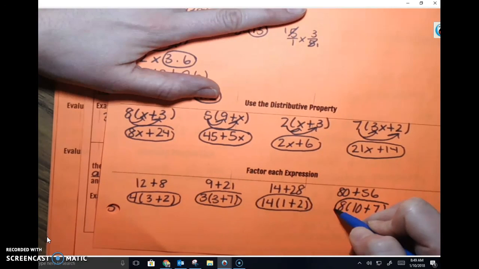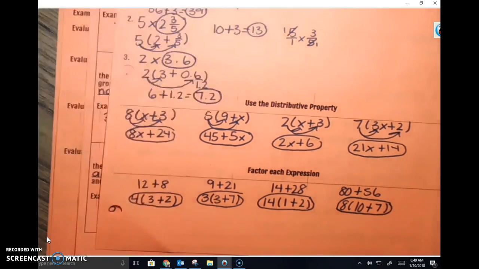If you're having a hard time with the factoring, you need to study your multiplication facts. You can get some extra help on YouTube or Khan Academy.